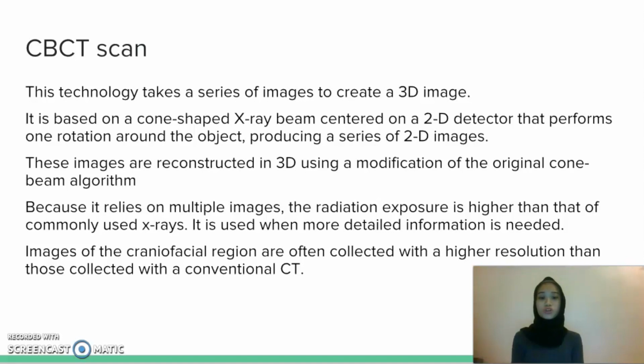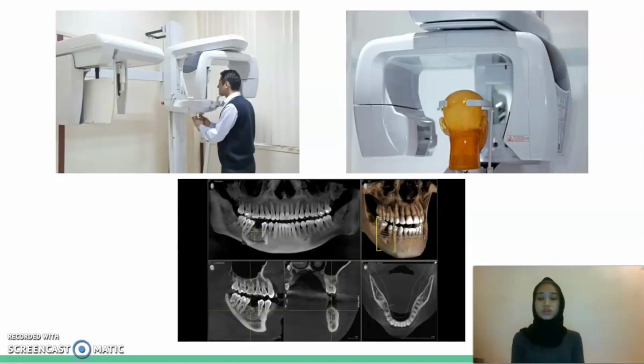It is used when more detailed information is needed. Images of the craniofacial region are often collected with a higher resolution than those collected with a conventional CT. Here are some examples of how a CBCT scan looks, and the image below shows the resultant CBCT scan taken.